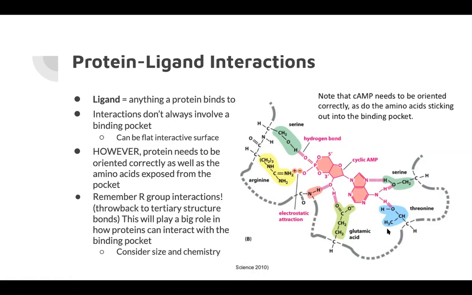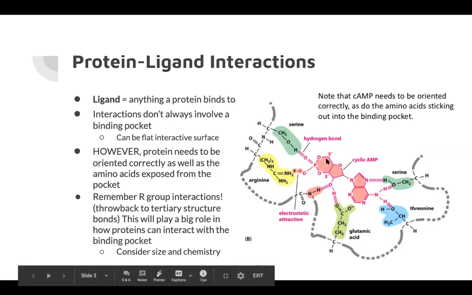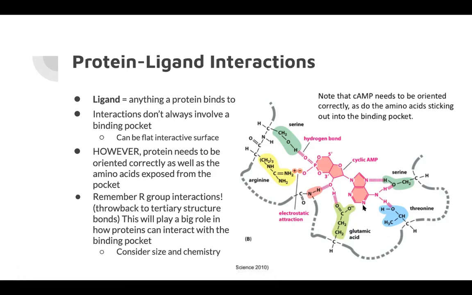If you look at cyclic AMP, one of the things you can think about is that some of the amino acids that are exposed on cyclic AMP aren't the same on each side. Cyclic AMP isn't symmetrical, and because of that, it's not going to bind with the same things on each side. That's why if you look at where serine is, it's closer to the nitrogens and it's going to make those bonds with the hydrogen and the oxygen.